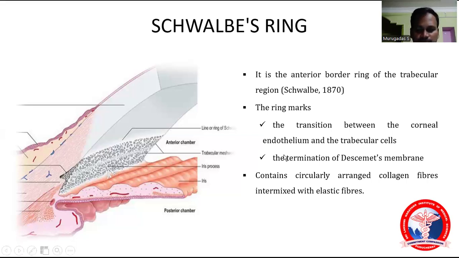It also indicates the termination of Descemet's membrane. It contains a circular arrangement of collagen fibers intermixed with elastic fibers. You can see in the diagram this ring mark. This is the region where the endothelium ends and the trabecular cells start. This is called Schwalbe's ring.